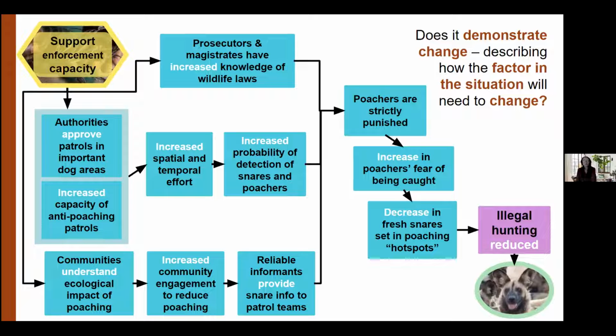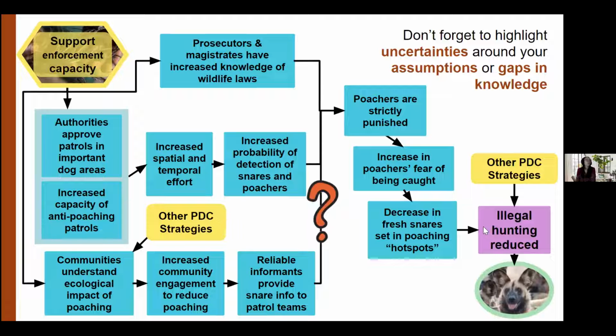And then how do we demonstrate change? Do each of these boxes show the change we're hoping to see, the assumption we're making? Are we trying to increase community engagement? If so, we want to show that the result is increased community engagement. Maybe the result is the understanding, or again, illegal hunting reduced. If there are uncertainties, there are ways that we can address this in the results chain as well. Those are things that, when we're tracking progress, we would want to see if some of those uncertainties have been resolved.